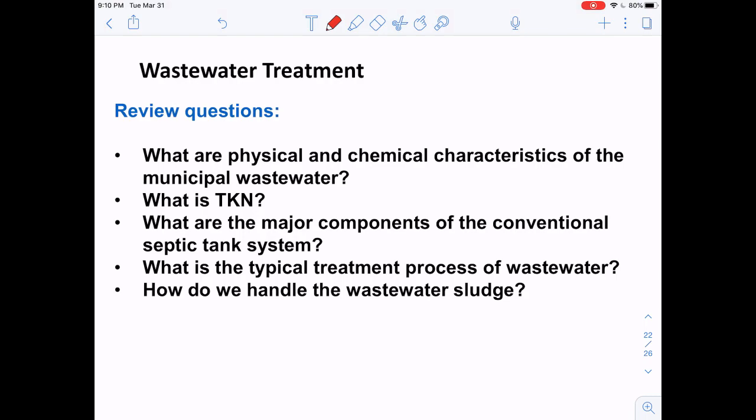So that's all for the contents of this class. So let's try to review what we have learned here. We learned about the physical and chemical characteristics of the municipal wastewater. What is TKN? This is a value that's describing the concentration of the nitrogen-containing species. For example, what are the major components of the conventional septic system? It is a relatively simple system, right? We're basically separating the wastewater into gas, liquid, and solid. And what is a typical treatment process for the wastewater, and how do we handle the wastewater sludge? So that's all for the contents of this class.